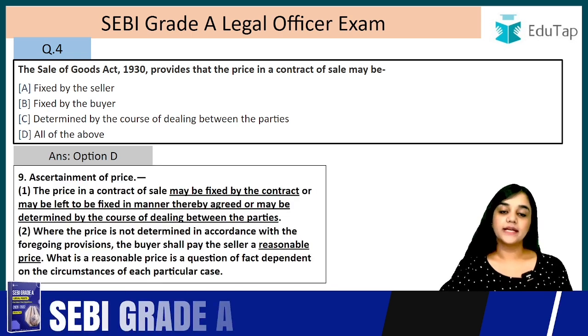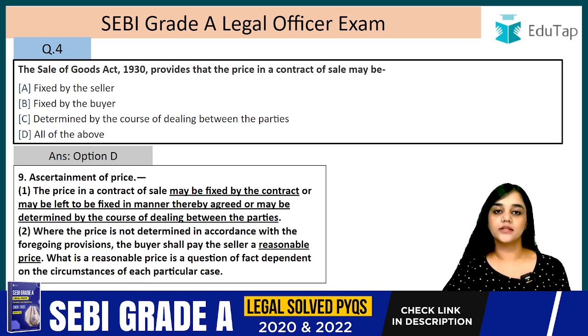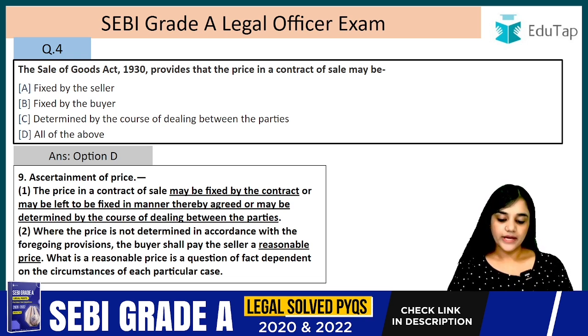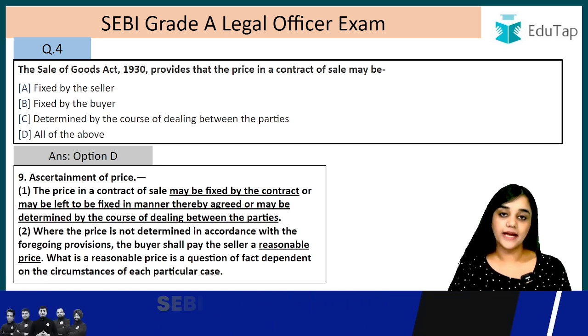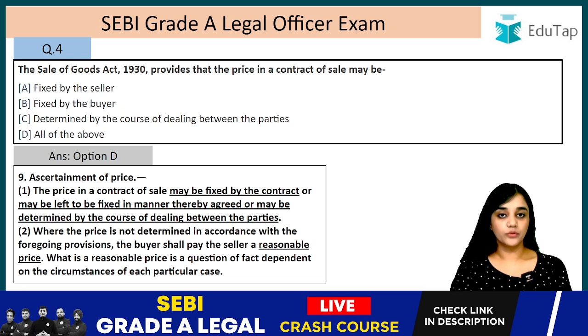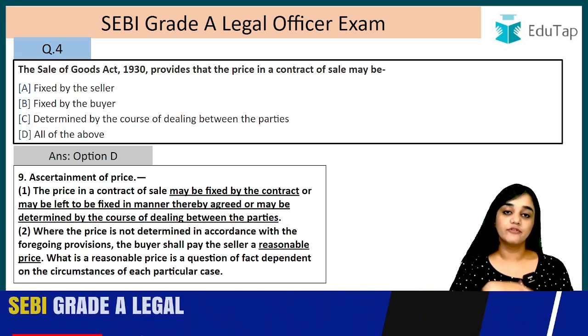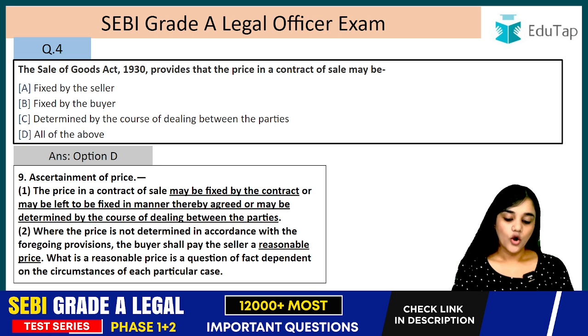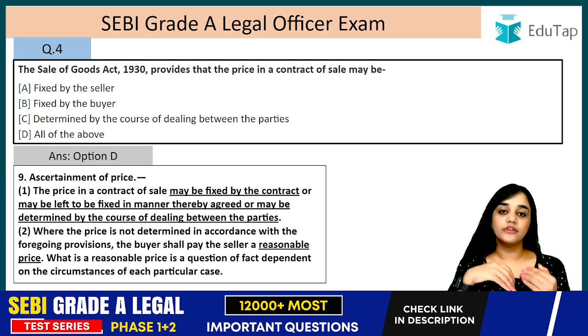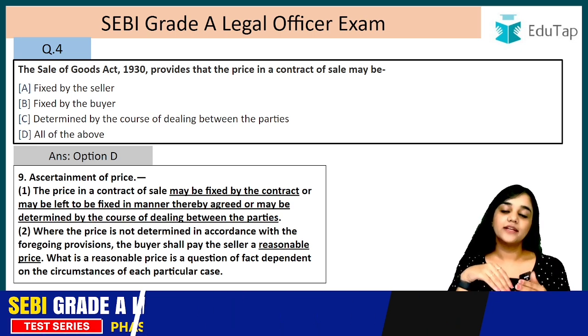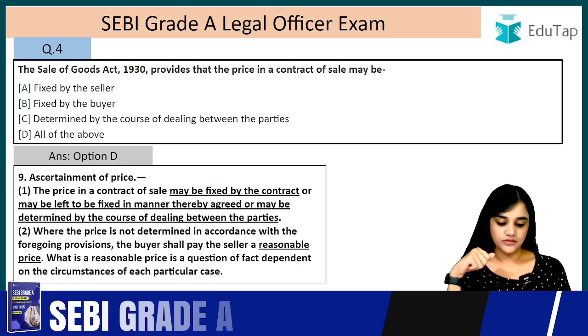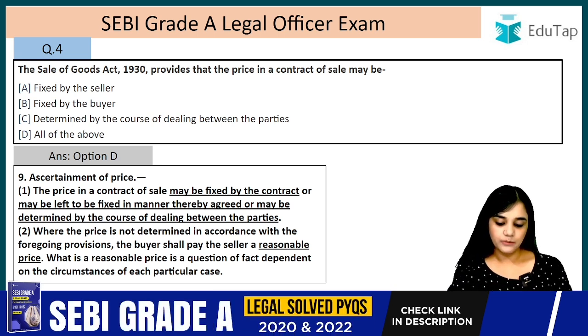This is given in section 9, that is, ascertainment of price. The price in a contract of sale may be fixed by the contract. It could be fixed either by the seller or it could be fixed by the buyer, or may be left to be fixed in the manner thereby agreed. They can leave it and agree that it will be decided according to a certain manner, or may be determined by the course of dealing between the parties. Or they could decide that we will do our business and we will decide it accordingly, right? We will decide it in the course of the business. So determined by the course of dealing between the parties.